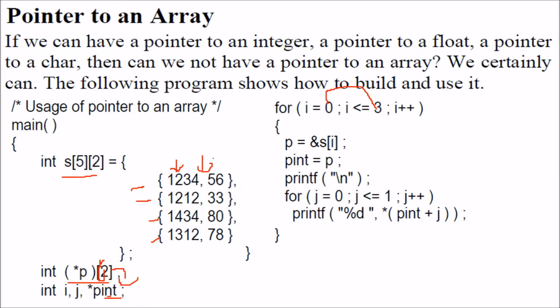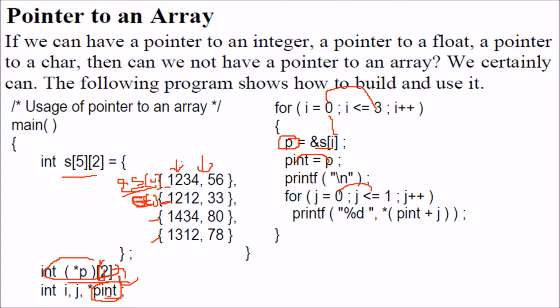From 0 to 3, the address, this is S[i], this is S[0], this is S[1], right? So address of S[0] will be what? This. Address of S[1] will be what? This. So address of S[i], depending upon 0, 1, 2, 3, we have provided it to P, and P is the pointer to an array. Now this pointer is assigned to PINT, both are same, it is just taking the address of the value.